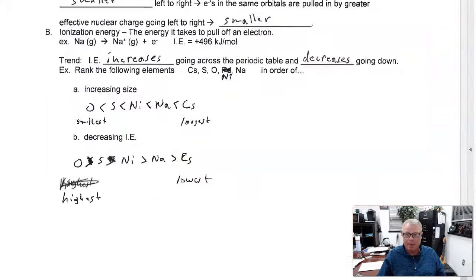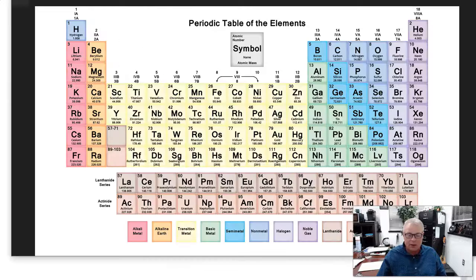Okay? All right. Rank the following elements in order of decreasing ionization energy. Decreasing ionization energy means the highest ionization energy first, down to the lowest. So the one that's the hardest to pull off. Well, my trend here is ionization energy increases going across and decreases going down. So increases going across and decreases going down.